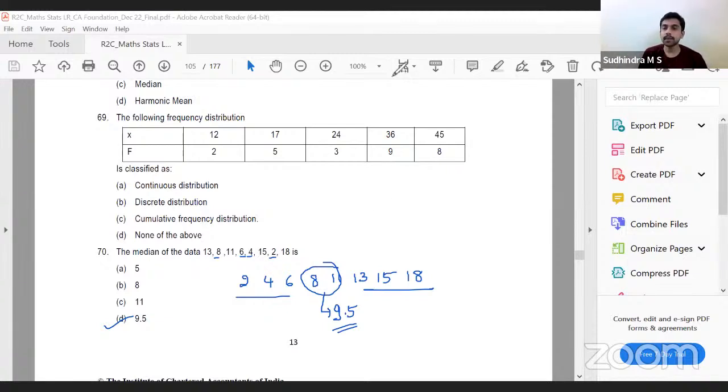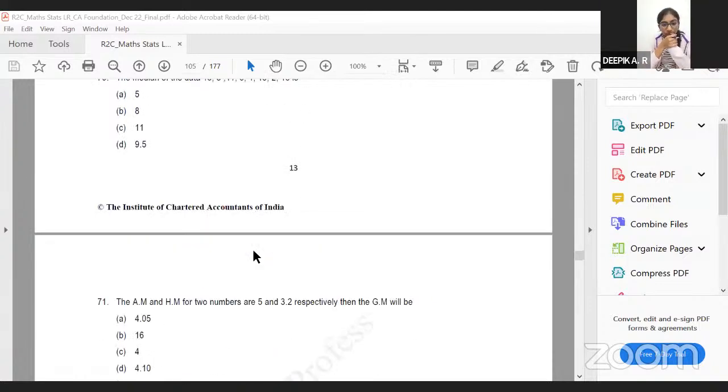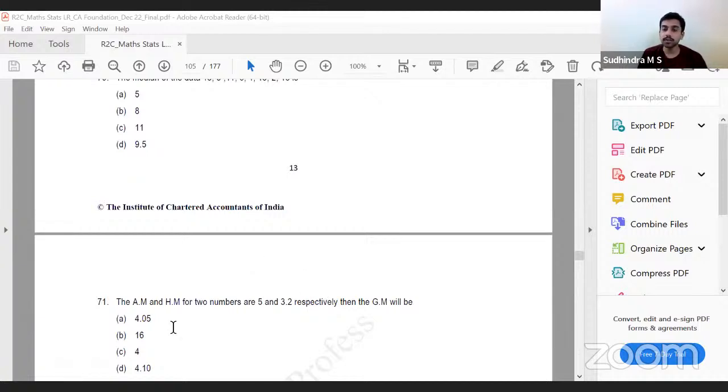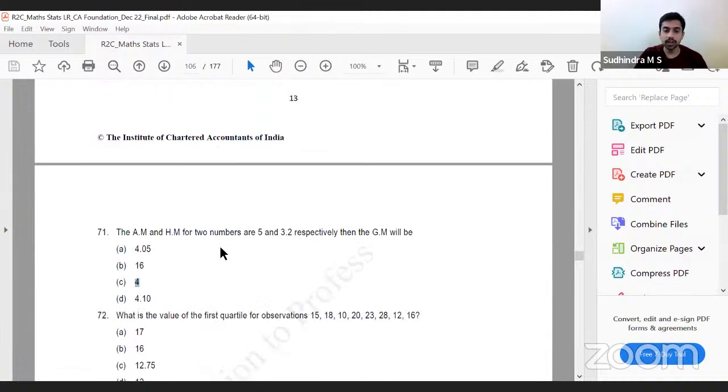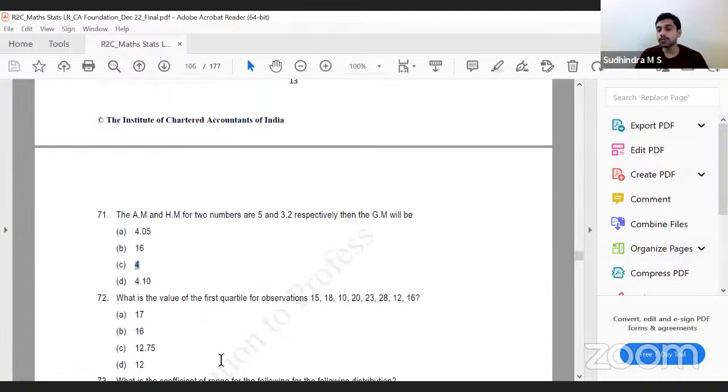Done? Completed? Yes, sir. Next one. AM and HM for two numbers are 5 and 3.2. Then the geometric mean. We have the same question as the previous one, 4. Right? Same question, so we need not solve again. Next: the value of the first quartile for the observation. Calculate Q1.